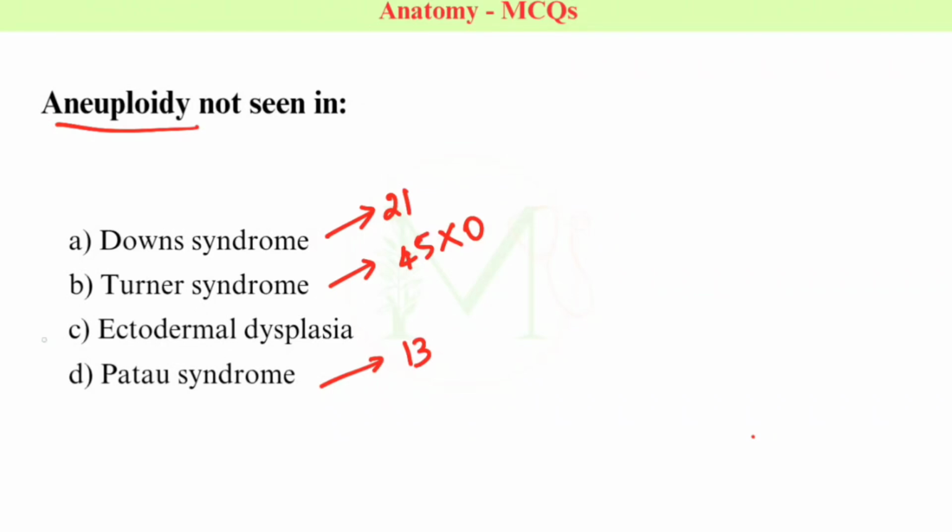So the answer is ectodermal dysplasia. Aneuploidy is not seen in ectodermal dysplasia.